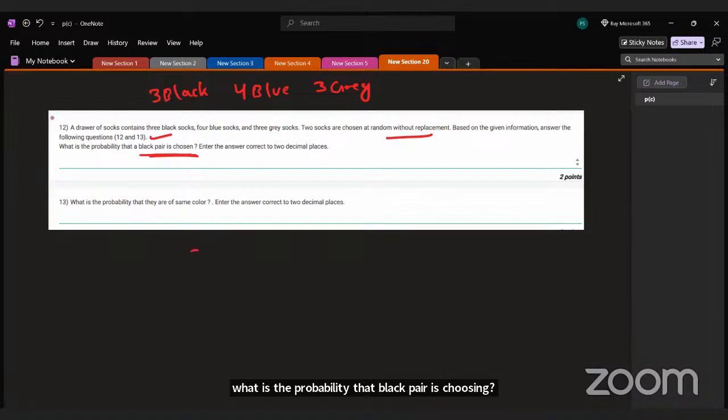So in how many ways can we choose a black pair? That will be 3C2. We have 3 black socks and we have to choose 2 out of them. Right, guys? 3C2, correct. We have 3 black socks and we need a black pair, so we have to choose 2 socks out of 3. So that will be 3C2. In this many ways we can select 2 socks out of 3 black socks.